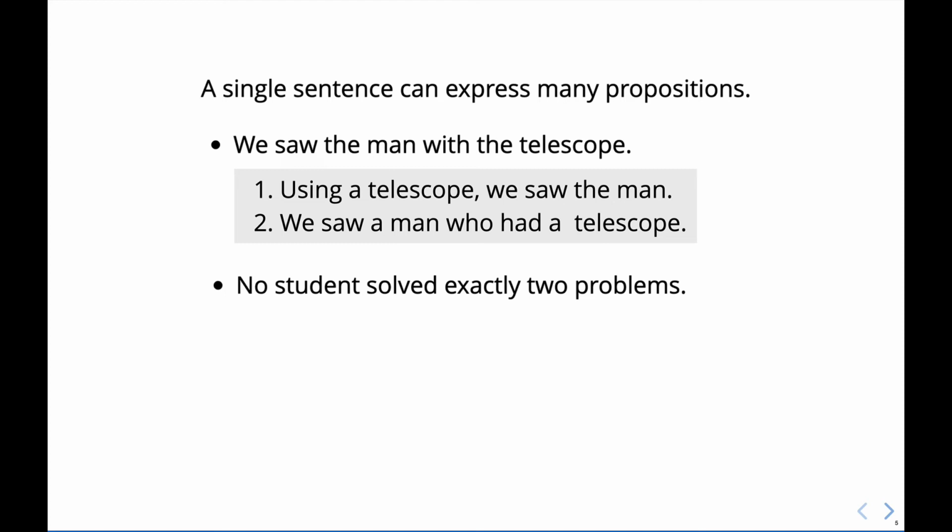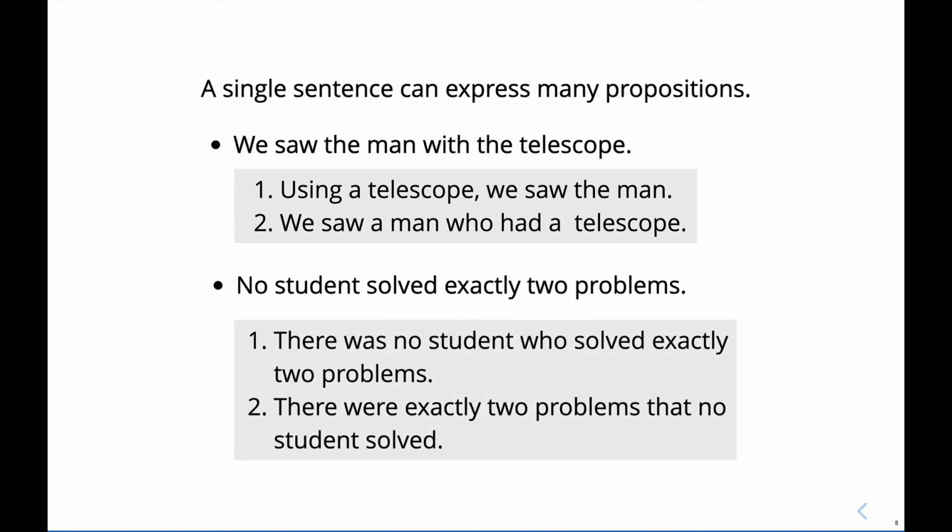Here's another example. No student solved exactly two problems. So you might want to pause the video and see if you could think to yourself, what are the two readings you can get out of this single sentence? So here are the two readings. First, there was no student who solved exactly two problems. So you look out at all the students in your class and you ask, did you solve exactly two problems? And every student says no. So there was no student that solved exactly two problems.